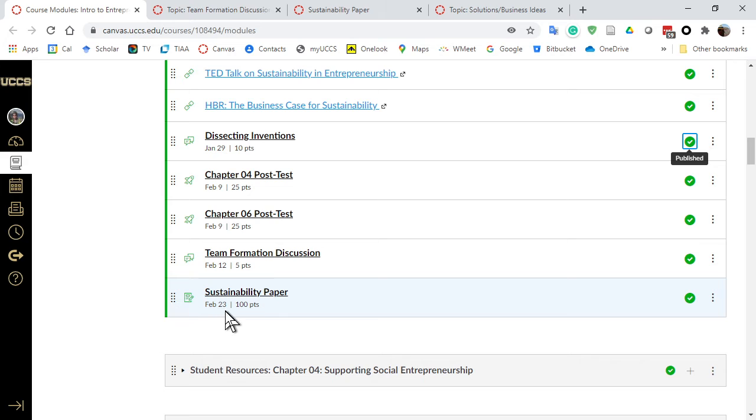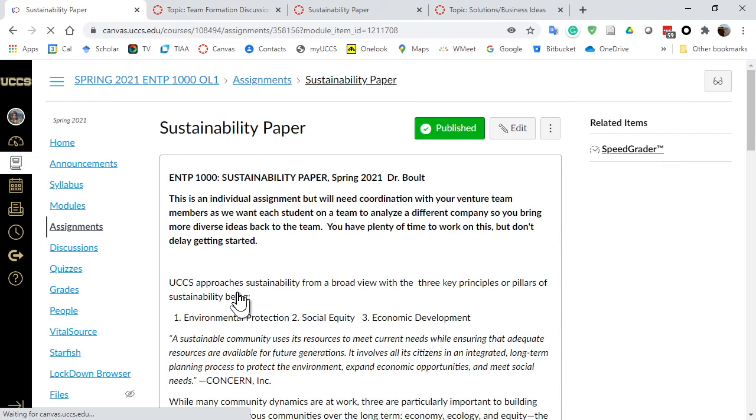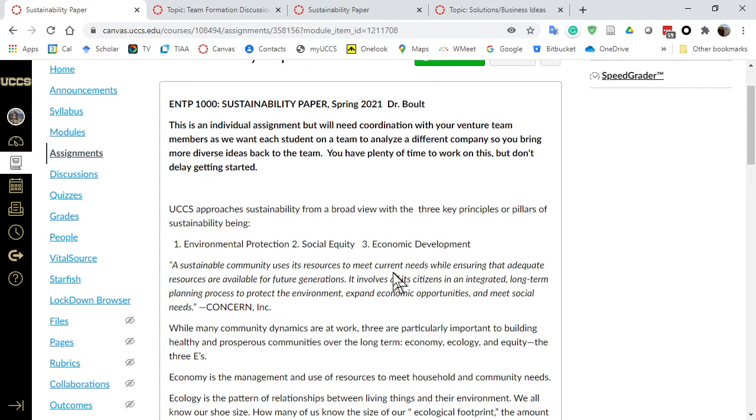The other thing, and it started last week when it was posted, but it goes until February 23rd, is the sustainability paper. This is something I already talked about in one of the other videos in some detail, but I want to make it clear, this is due February 23rd, so this is one of the things you should be working on this week.